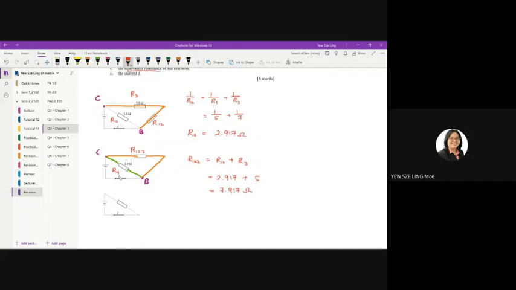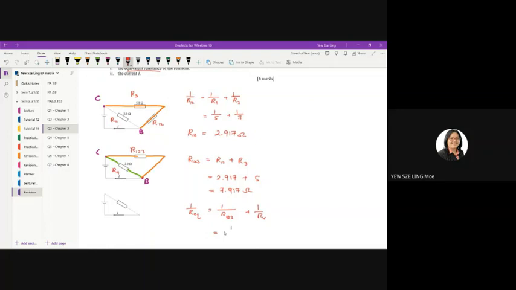What can I do right now? I'm going to combine these two paths. How to combine them? Obviously, these two paths are arranged in parallel. So 1 over R, now I can call it the equivalent, because after I combine them there's no more resistor, you will have just one last resistor. So 1 over REQ equals 1 over R123 plus 1 over R4.